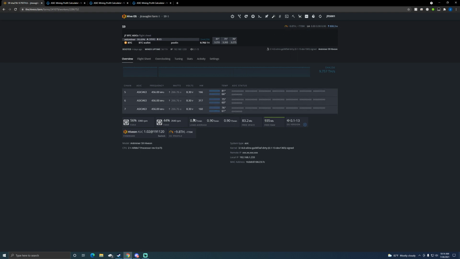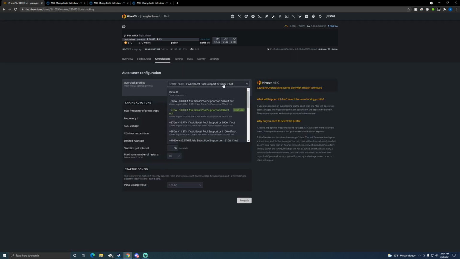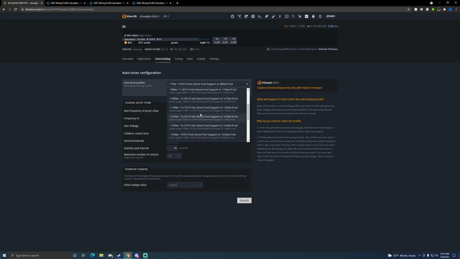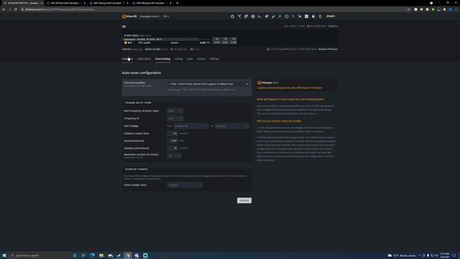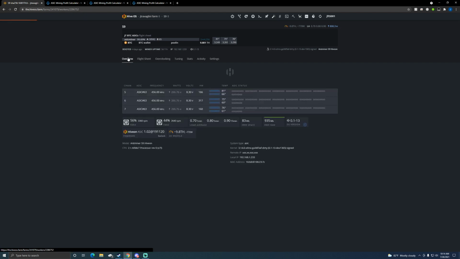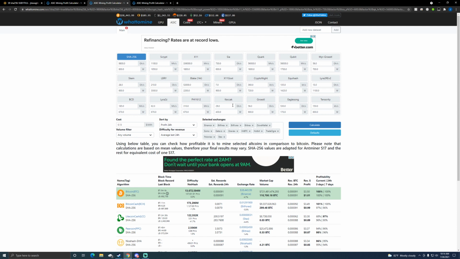Now, this one I could turn up because of where it's plugged in, and I could jack this thing up to pretty much any of these and run 14, 15 terahash if I wanted. But right now I'm just going to leave it at the 9.8 terahash. But let's look at the profitability on this one.